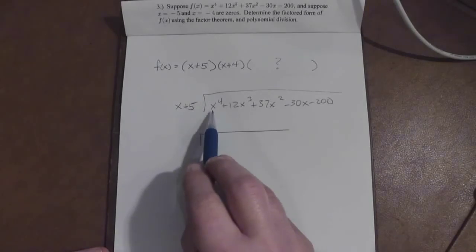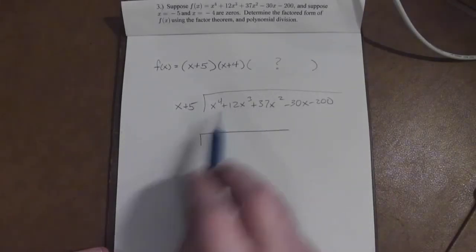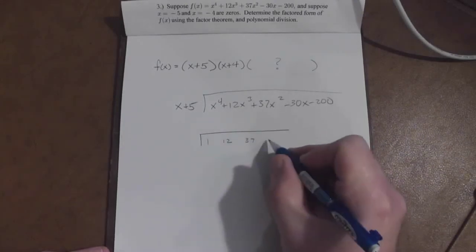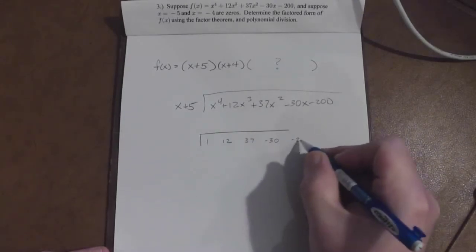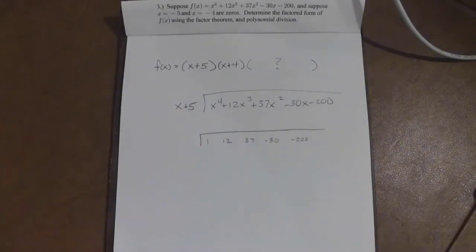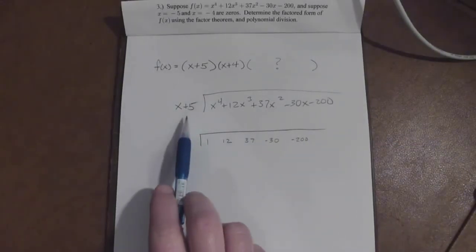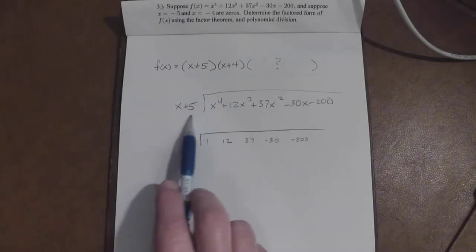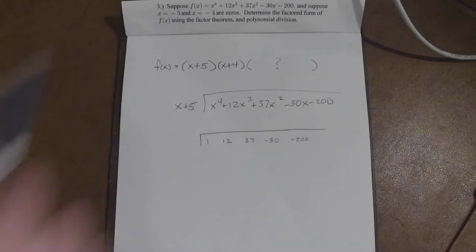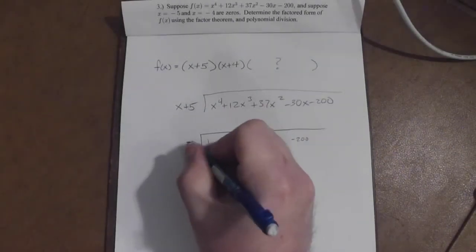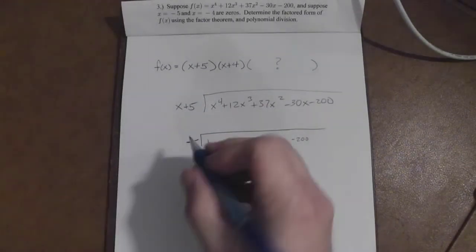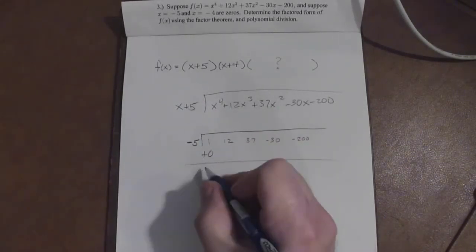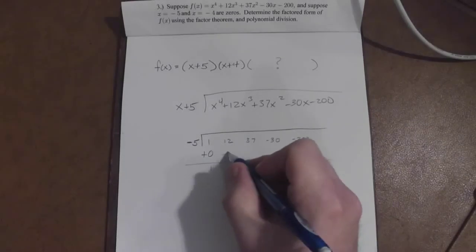If we set up the synthetic division, bringing down the coefficients from our polynomial, that would be 1, 12, 37, negative 30, and negative 200. And our divisor would be given by the 0 that corresponds to this factor. Now, we are told that 0 was negative 5 back here. So we're going to use the negative 5. And remember, in the synthetic division problem, this all starts by adding 0. 1 plus 0 is 1.